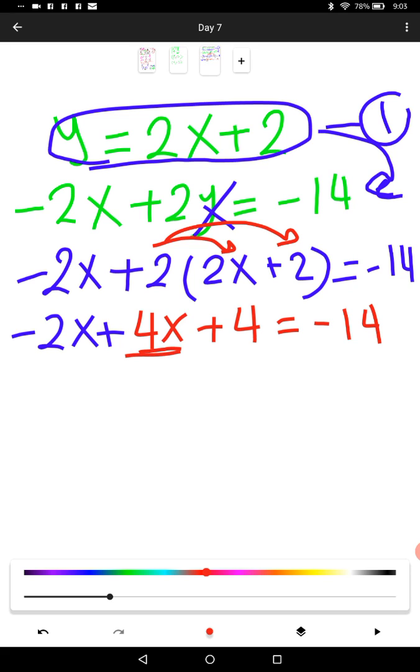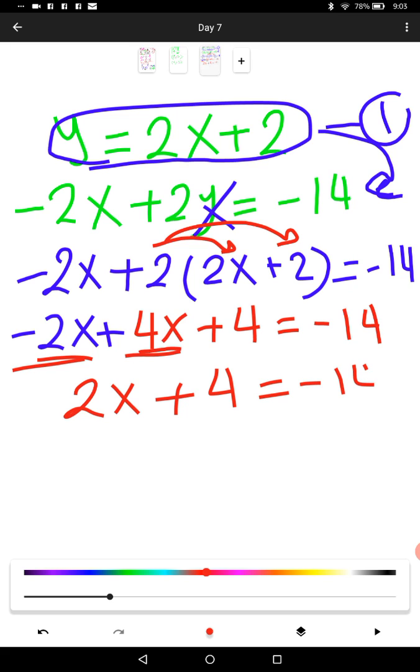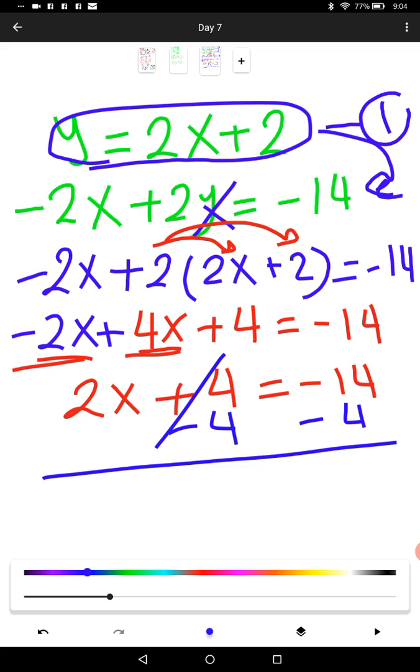Combine like terms. 4x minus 2x gives you 2x plus 4 equals negative 14. One equation in one variable, keep x alone on one side and move all the other numbers. Okay, this is addition, and the opposite of addition is subtraction. Subtract 4 from this side and from the other side. 2x equals negative 18.